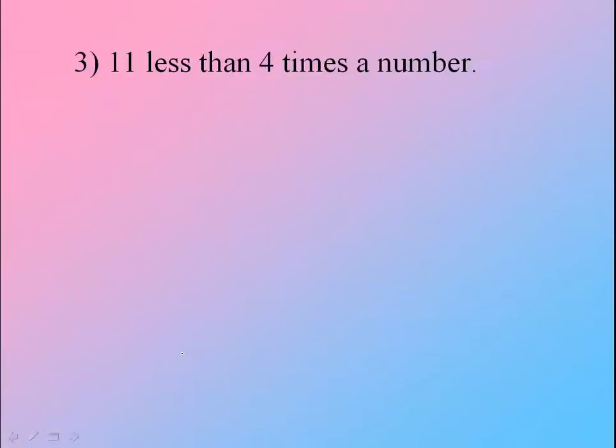11 less than 4 times a number. Now this is where we have to be careful. Remember, this is less than, which means to subtract. But because of the word than, it switches order. So I'm subtracting 11 and 4 times a number. But I have to switch the order. So 4 times a number should come first. So 4 times some number, 4n, minus 11.